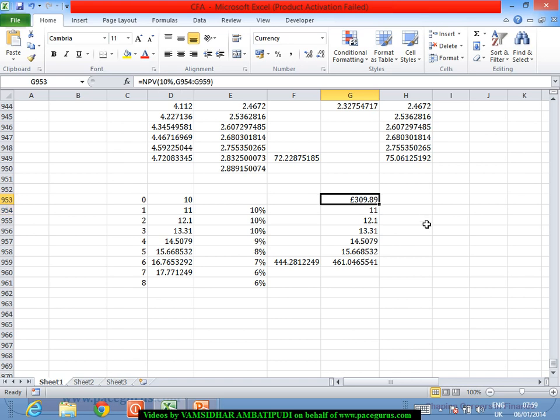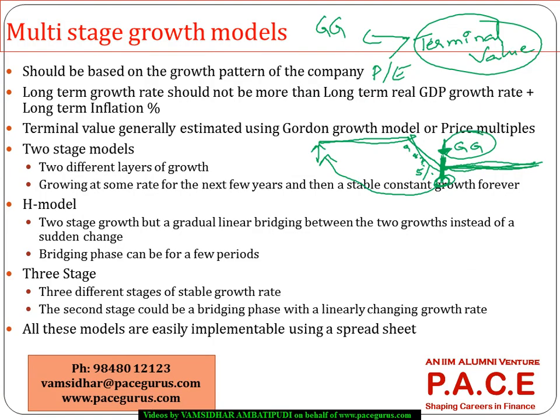So the present value of all these dividends is going to be $309.89, which is saying the value of this share should be somewhere around $309.89, especially if it is expected that for the next 3 years the dividends are going to grow at 10%. After that, over the next 4-year period, they are going to come down gradually, linearly to 6%, and after that stabilize at 6%.